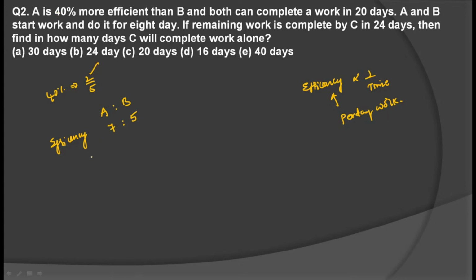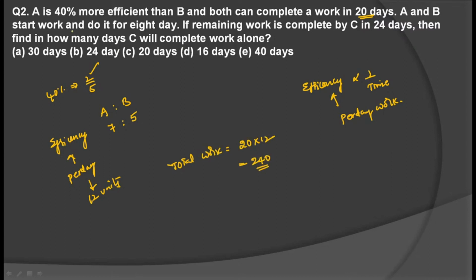Means if both are working together per day, they complete 12 units. What is the question? If both can complete the work in 20 days, it means the total work is 20 days and per day they complete 12 units. Now the total work is 240.